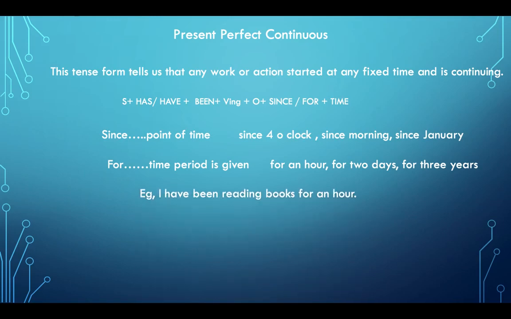Again, now take up an example. When I say I have been reading books for an hour, I is your subject, have been, read plus ing, books, your object, for an hour. So this sentence shows that I have been reading books for an hour. It means that the work of reading has started at a particular time and it's still in progress. That from the past 1 hour I have been reading a book.